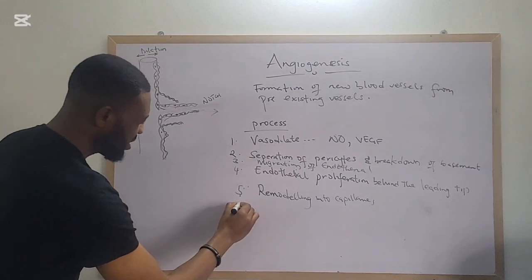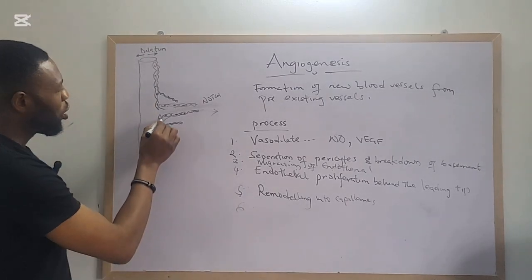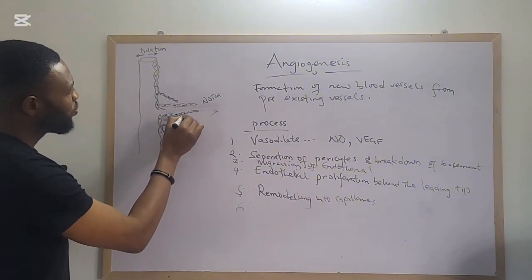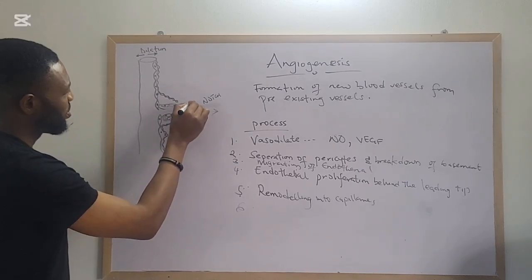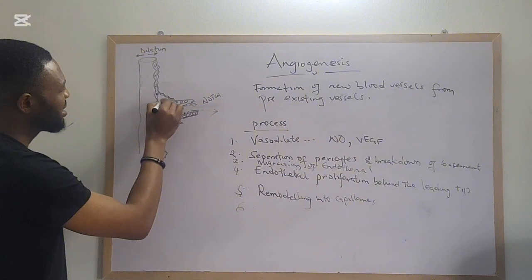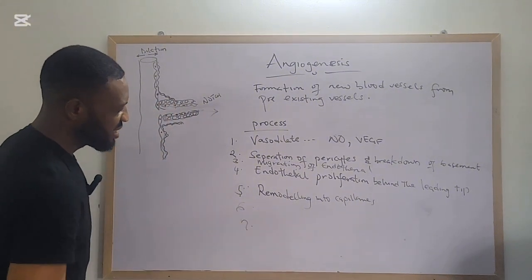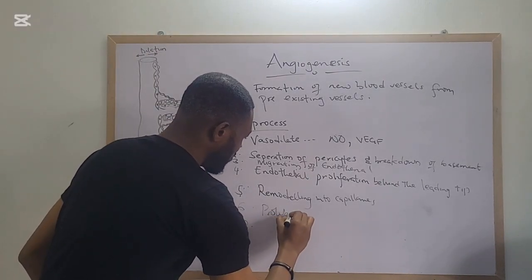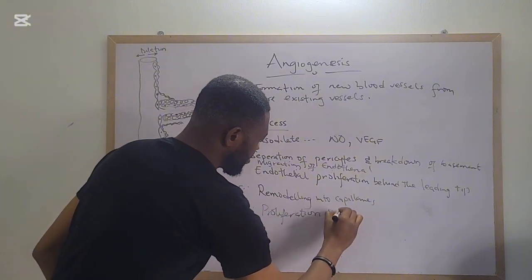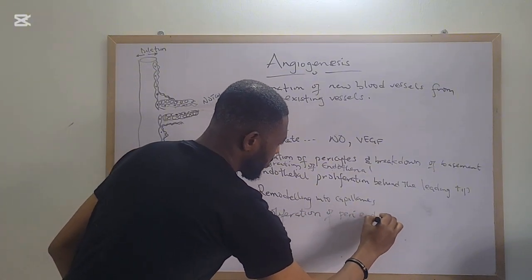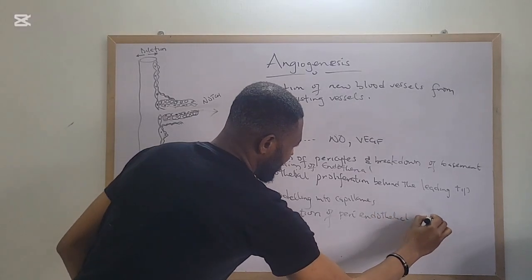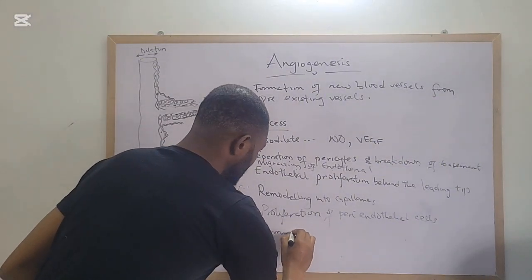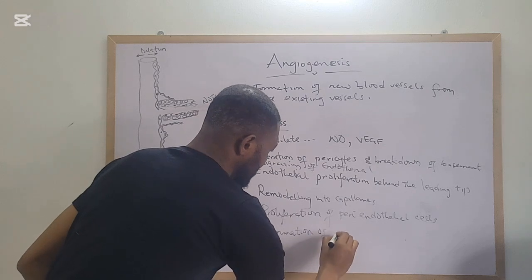And then, of course, the sixth one is proliferation of the periendothelial cells, which include the pericytes. So they will proliferate around it to form an intact blood vessel. And of course, the last step is the termination of endothelial proliferation. So proliferation of periendothelial cells and then termination of endothelial proliferation. Okay, so these are the steps in angiogenesis.